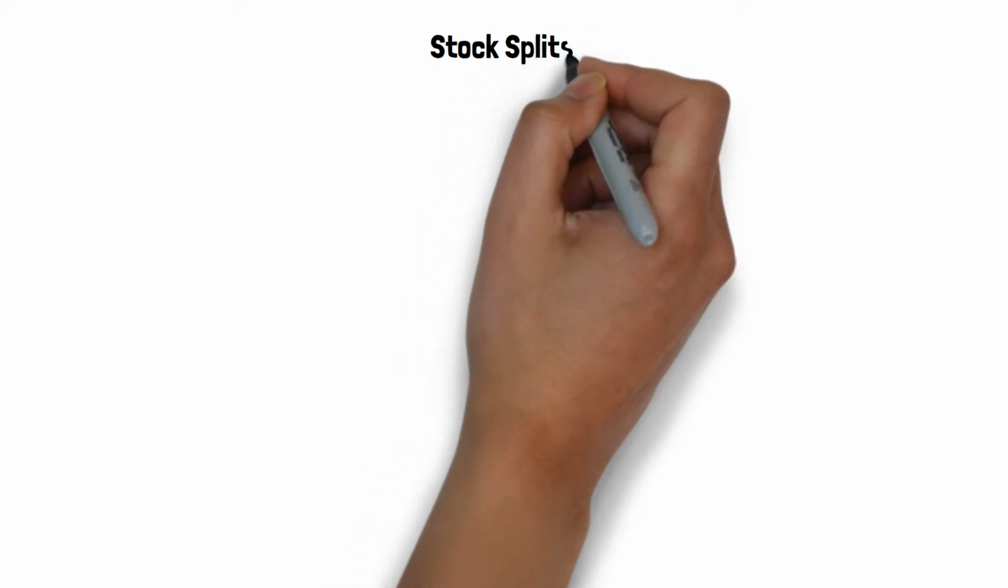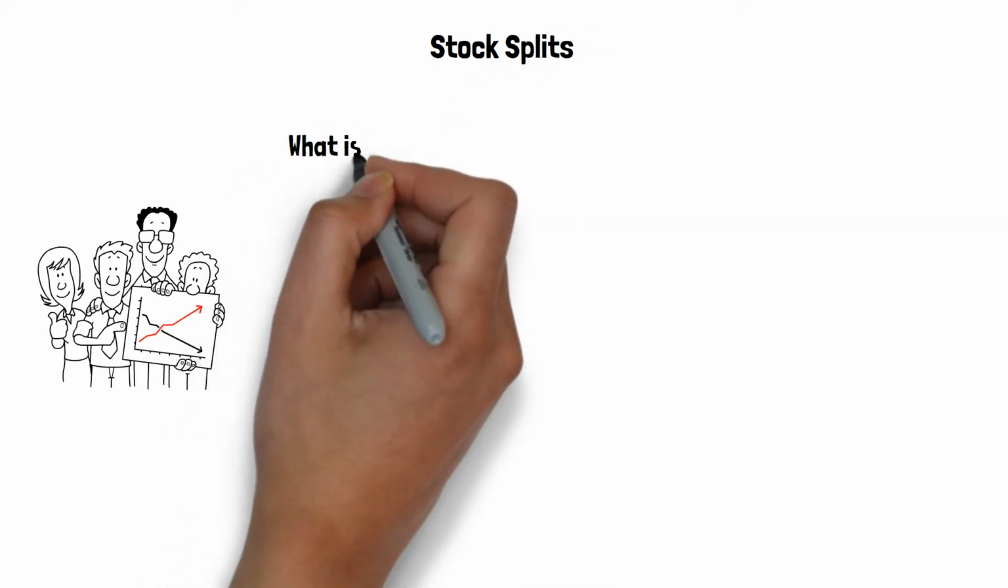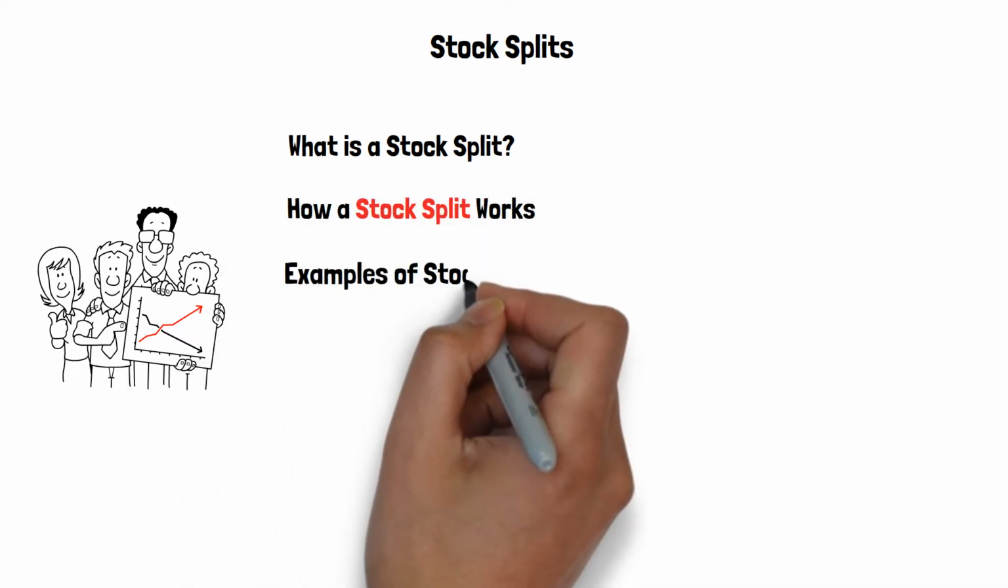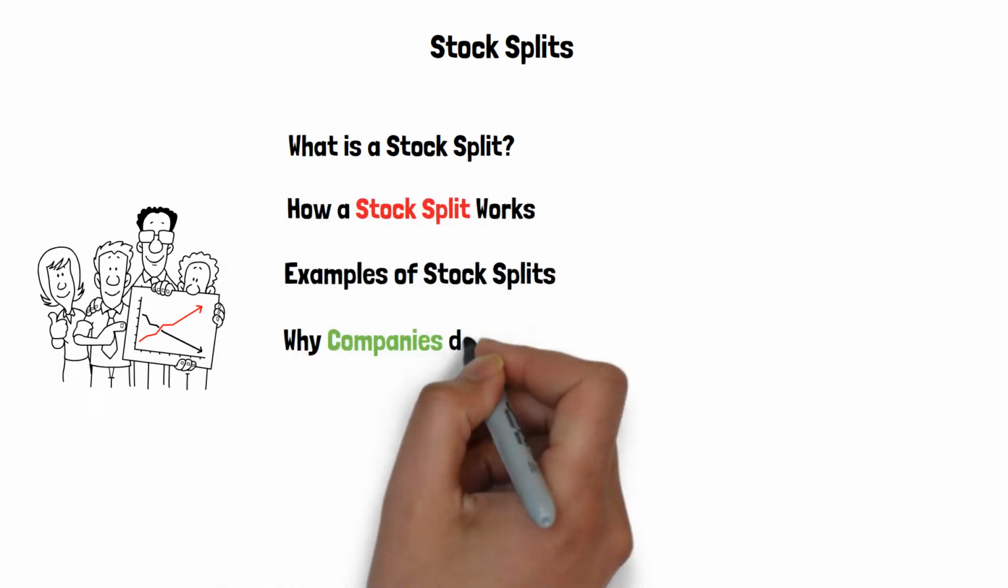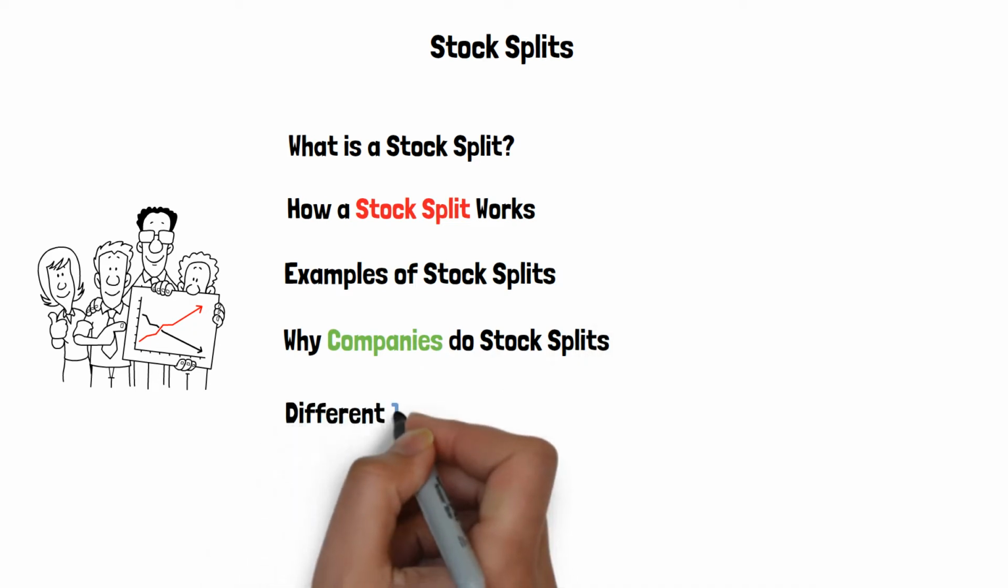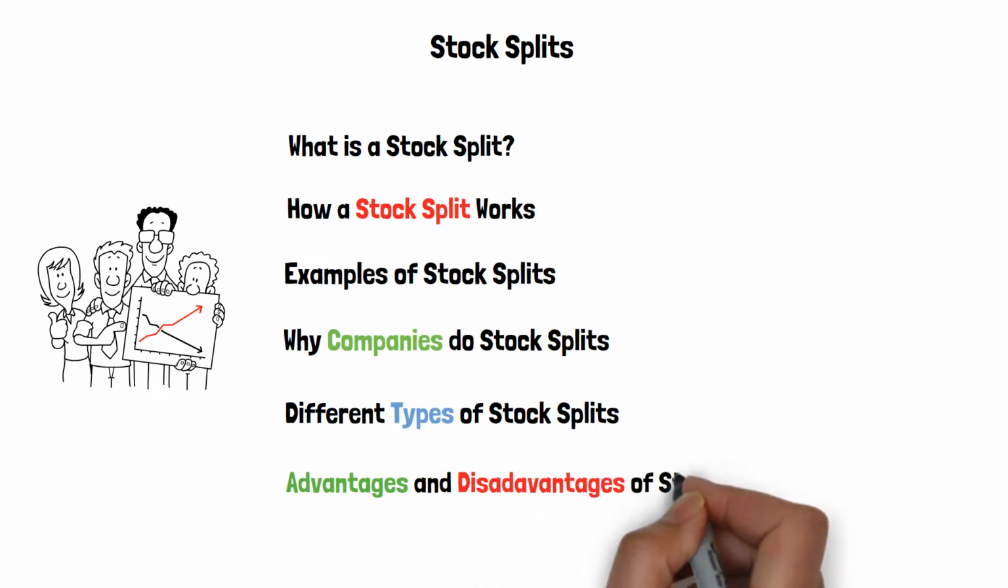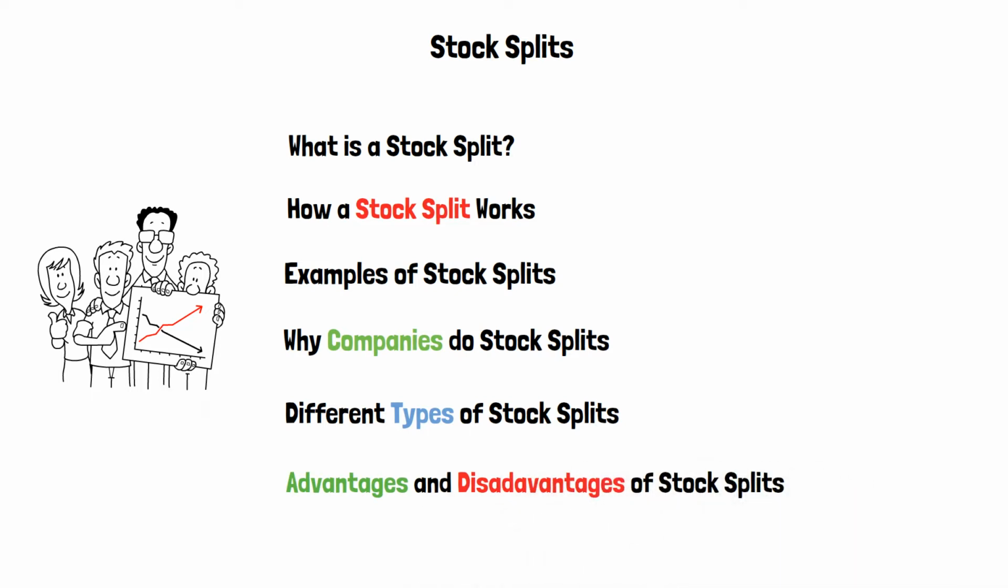In this video we're going to learn all about stock splits. The details we'll go over in this video include what a stock split is, how a stock split works, different examples of stock splits, why companies do stock splits in the first place, the different types of stock splits and their implications, the advantages of stock splits, the disadvantages of stock splits, and what happens if you own shares that undergo a stock split. Now let's get started.